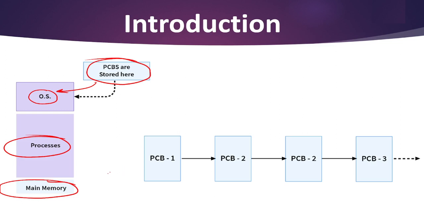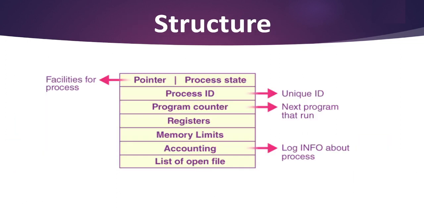Other than this, you can see here we have PCB1, we have PCB2, 3, 4, all these PCBs. Every PCB has unique structures related to it, and this is the basic structure of a general PCB. Here we have a pointer and process state. We have discussed different states of a process in the previous video. We have process ID in every process, program counter, registers, memory limits, accounting, list of open files. Remember this particular structure. This is also very important for your examination.